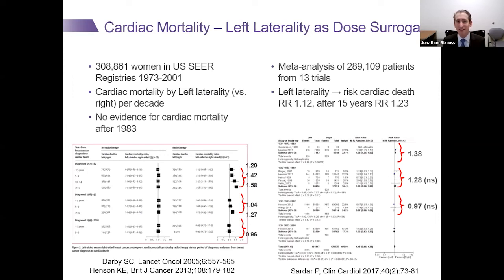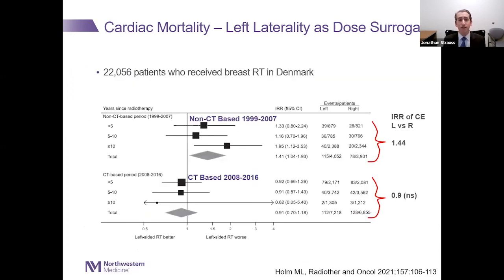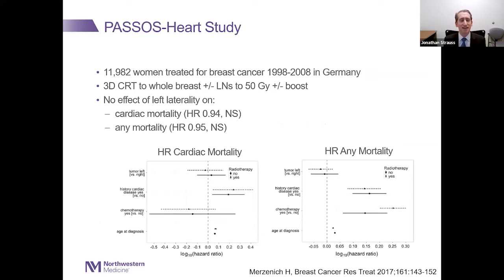And we don't just see this in SEER, but we can look at a meta-analysis of about 290,000 patients from 13 trials and see the very same phenomenon, that left laterality was associated with a higher risk of cardiac death in the earlier decades, but that this phenomenon fades to parity or unity between left and right in recent decades. And we see the very same thing in quite a large study of patients who received breast radiotherapy in Denmark. Again, in the non-CT based era, we saw an elevation in the risk of cardiac death in those treated with left-sided breast radiotherapy, and down to unity in the CT based era, or when we were doing more careful cardiac avoidance. And similarly, we see this in a large German study done only in the modern era, where we no longer see an effect of left laterality on cardiac mortality.